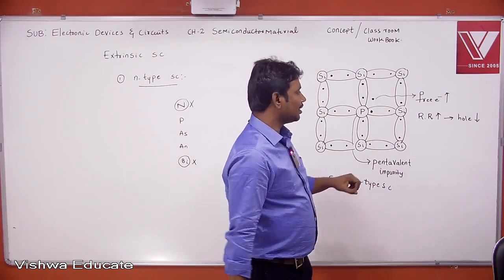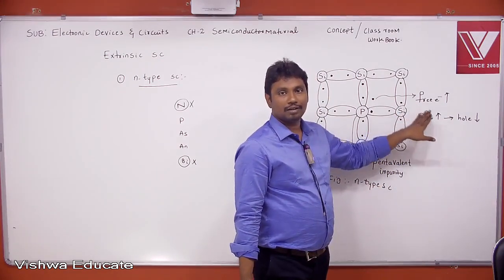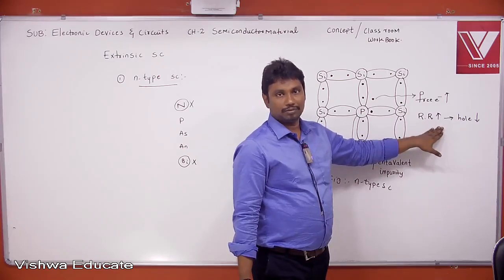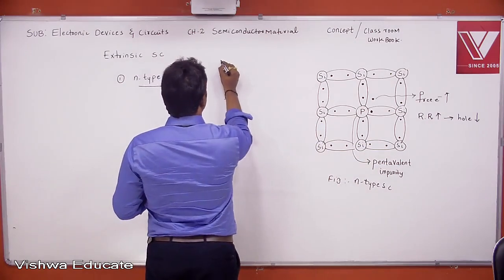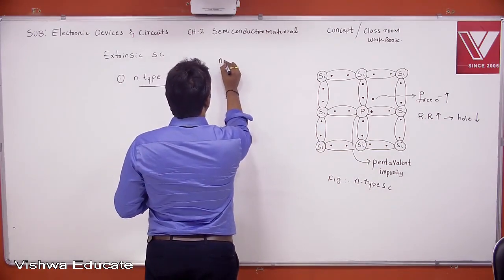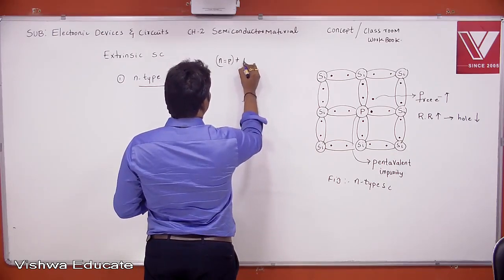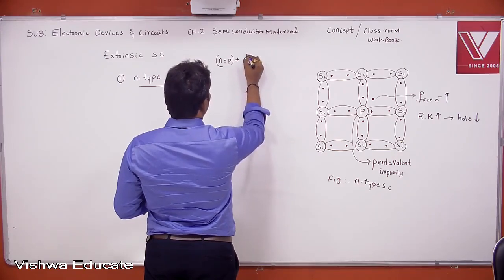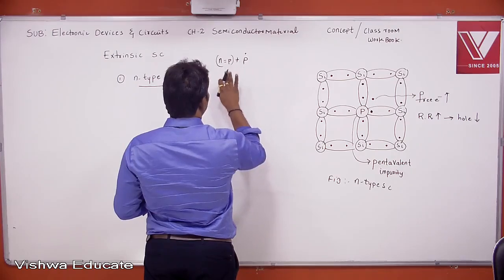Okay, that means in case of n-type semiconductor, the majority charge carriers are free electrons and the minority charge carriers are holes, right? For better understanding, I would like to explain like this. Pure semiconductor means what will be the condition? N equal to P, right? Here we are adding which type of impurities? Pentavalent impurities, right? In pentavalent impurities, the 4 valence electrons are involved in covalent bond formation.